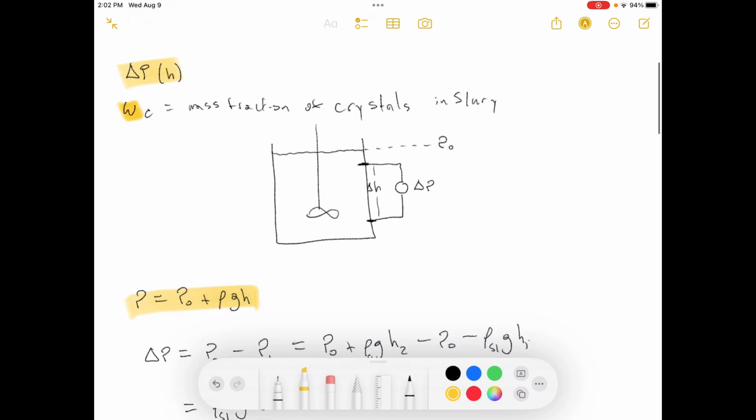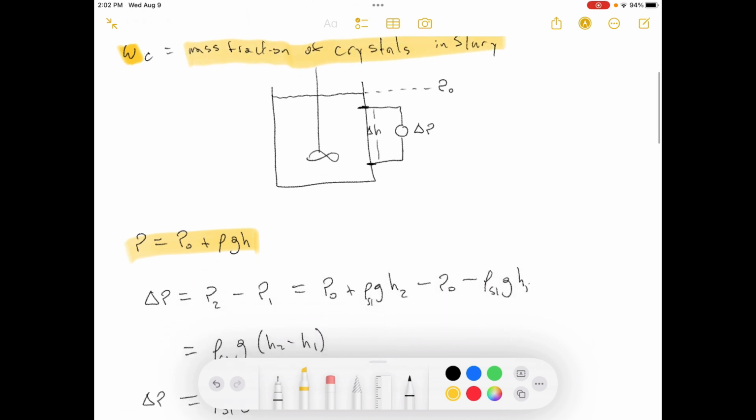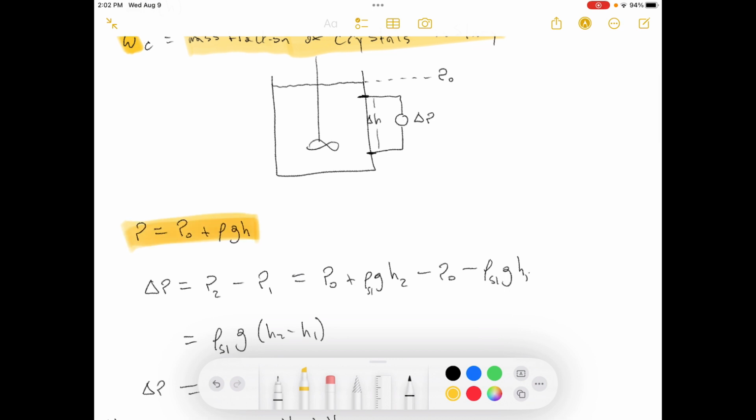And then we've got weight fractions. I always do my weight fractions with a W. In the book they use an X. It helps me keep things separate to do weight fractions as a W. So this is the mass fraction of the crystals in the slurry. If this function describes the system well, then we need to know what the pressure is here, and we need to know what the pressure is here.